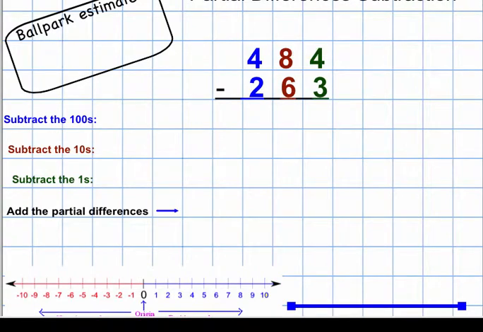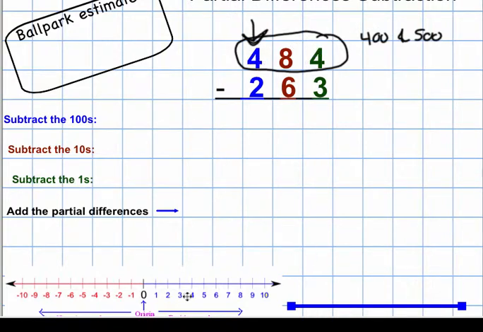So let's get started. The first thing we like to do when we do partial differences subtraction is we make a ballpark estimate. So we have an idea of what approximately our answer is going to be. Now when we make a ballpark estimate, I like to do it to the highest place value. So my ballpark estimate is going to be between 400 and 500 because this is my largest number, it's my hundreds place, there's nothing beyond it, and so I'm going to ask myself, is my ballpark estimate between 400 or 500?